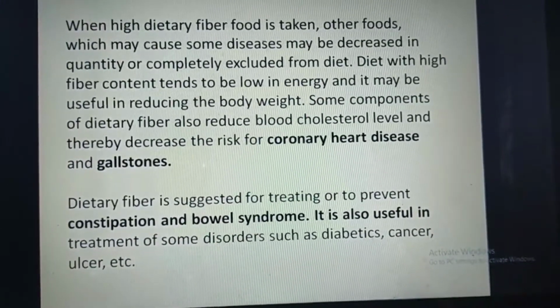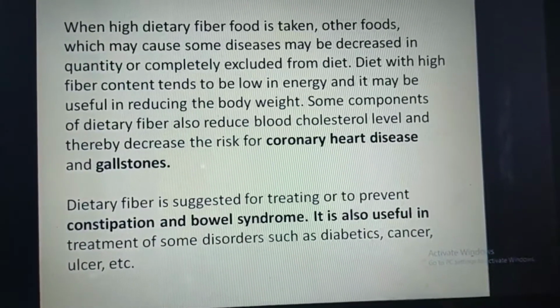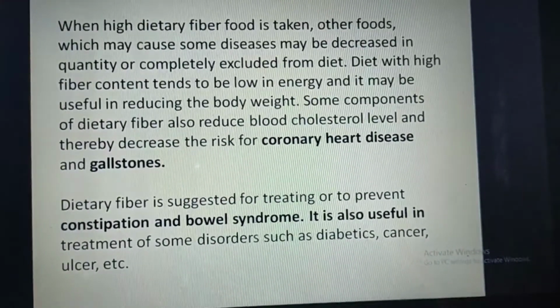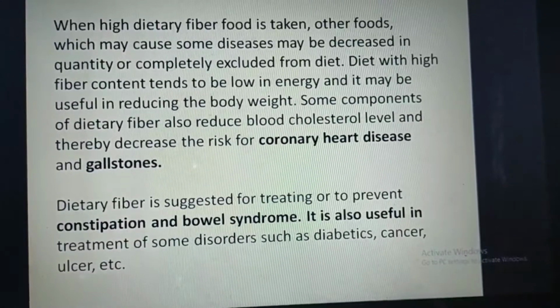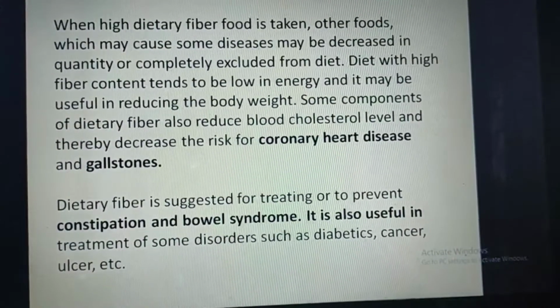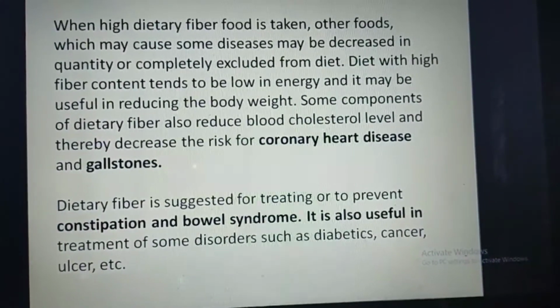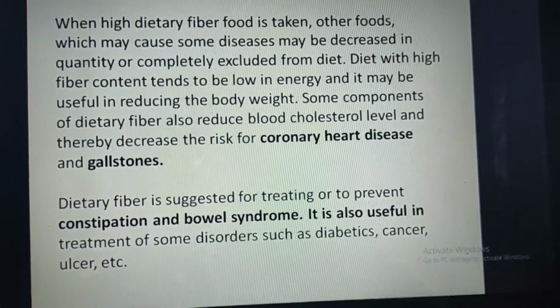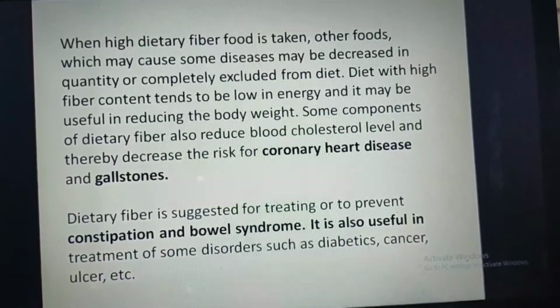Some components of dietary fibers also reduce the blood cholesterol level and thereby decrease the risk of coronary heart disease and gallstones. Dietary fiber is suggested for treating or preventing constipation and bowel syndrome. It is also helpful in the treatment of some disorders like diabetes, cancer, ulcers, etc.